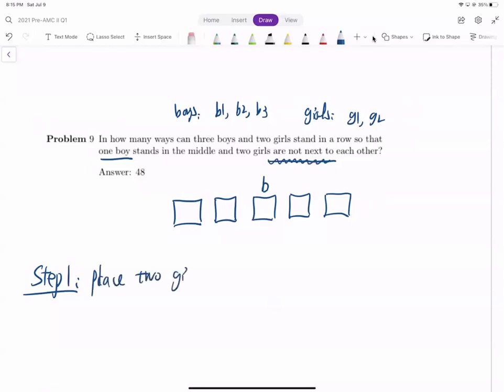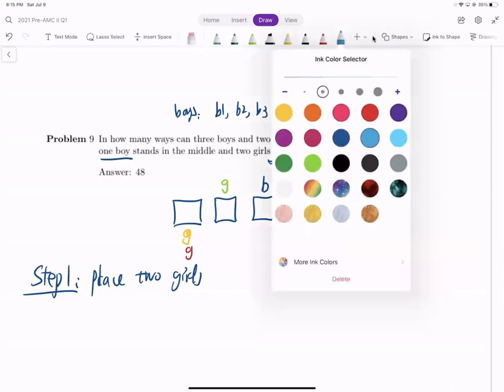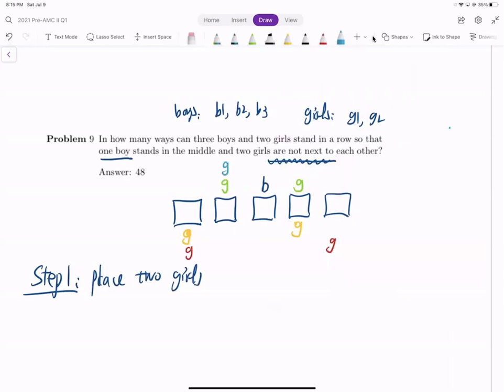2 girls, right? Because they cannot be next to each other, so you can put it here, right? You can put it here. Here, right? So this is one way, or you can put here and here. This is another way. Then you can put here and here, or you can put here and here, right? You can put here and here.